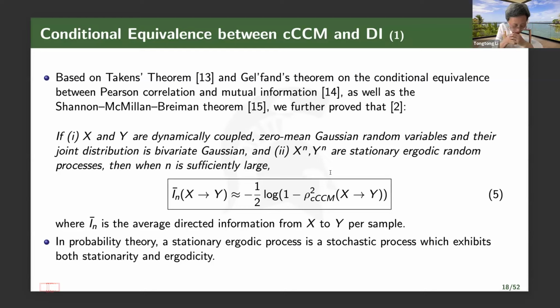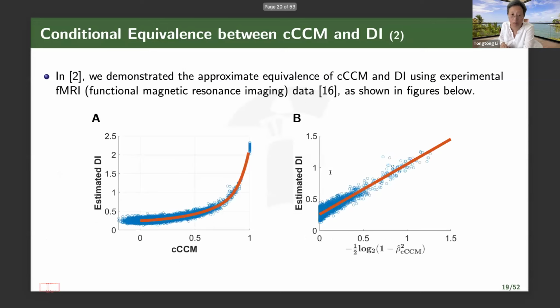I think the code is just a few lines, so it's easy to implement. However, it also provides a new way to estimate the directed information transfer from one region to the other. So here, we demonstrate the conditional equivalence between CCM and directed information using the fMRI data.